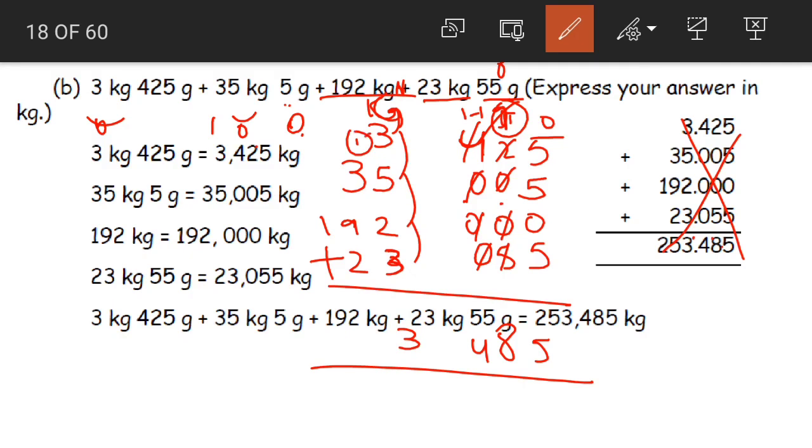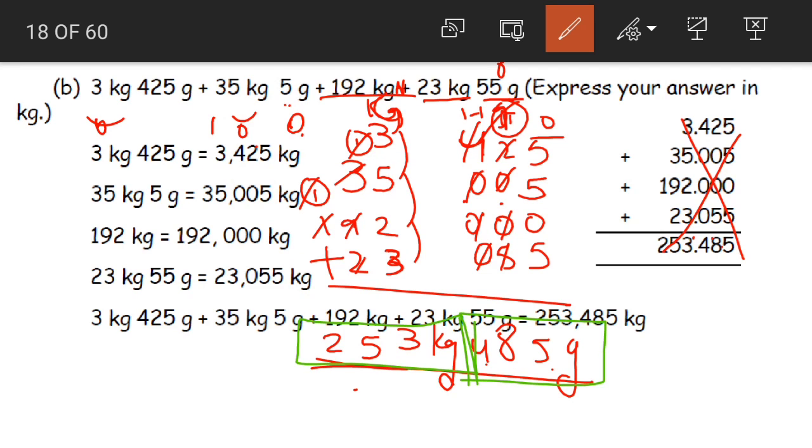3 here, 1 carried. 1 plus 3, 4, 4 plus 9, 13, 13 plus 2, 15. 5 here, 1 carried, 1 plus 1, 2. So what is our answer, children? 253 kilograms, 485 grams. 253 kilograms, this is the kilograms part, and 485 grams. I hope this is clear. The addition of kilograms and grams.